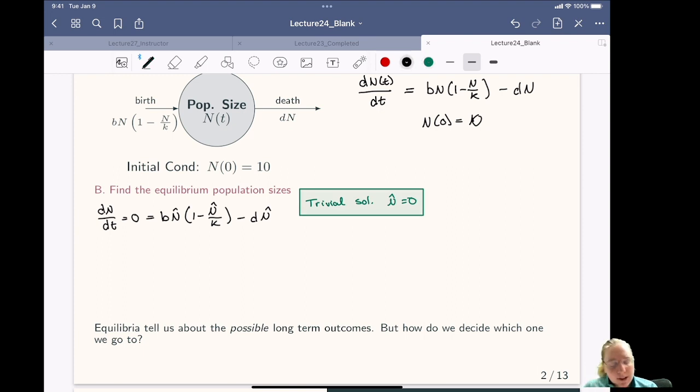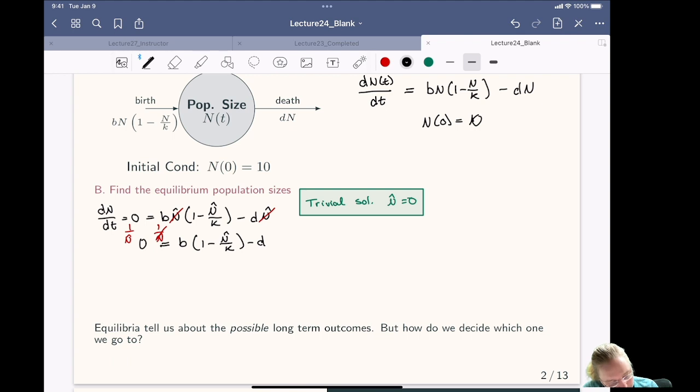All right, but we don't just have extinction. In addition, we can multiply both sides of this equation by 1 over N hat, in which case this 1 over N hat will cancel with that and cancel with that. So we have 0 is equal to b times 1 minus N hat over K, minus d. Now remember, when we solve for equilibria, we're trying to solve for this N hat here. So how do we get that N hat by itself?